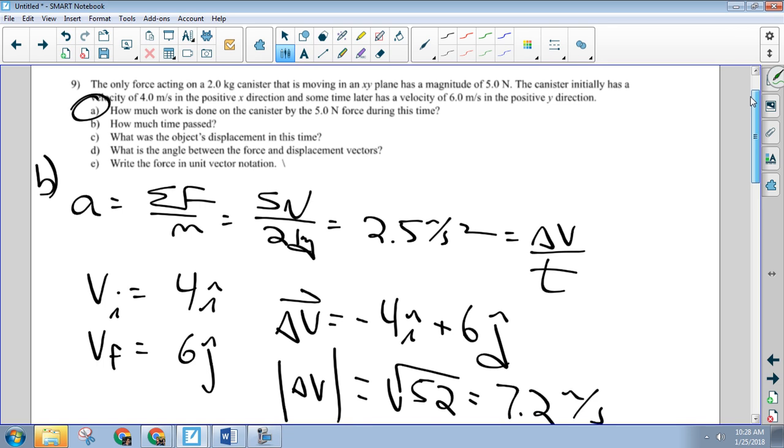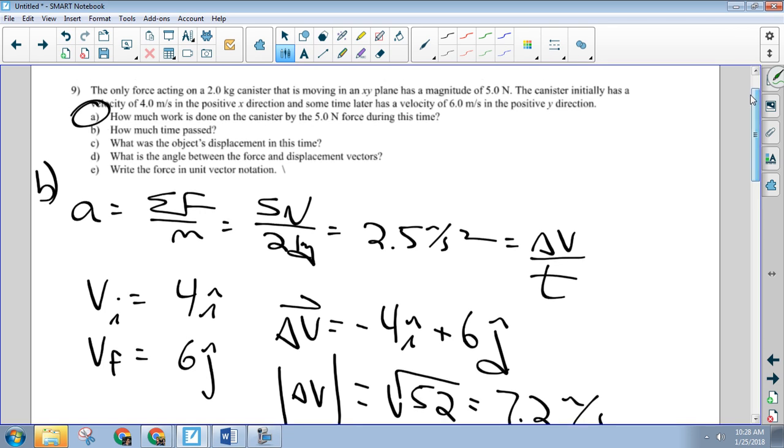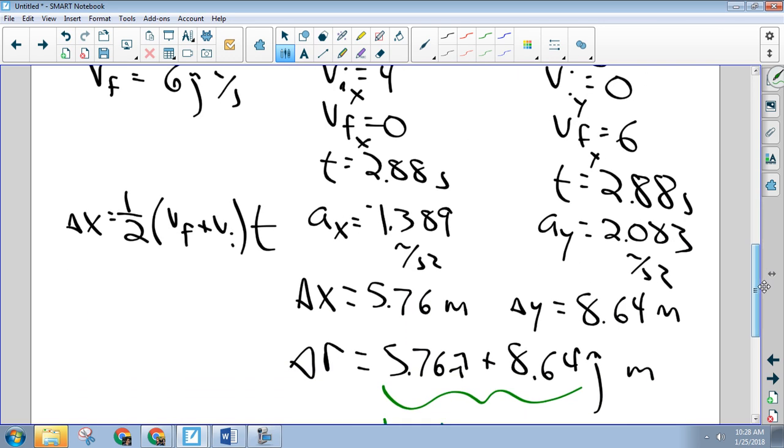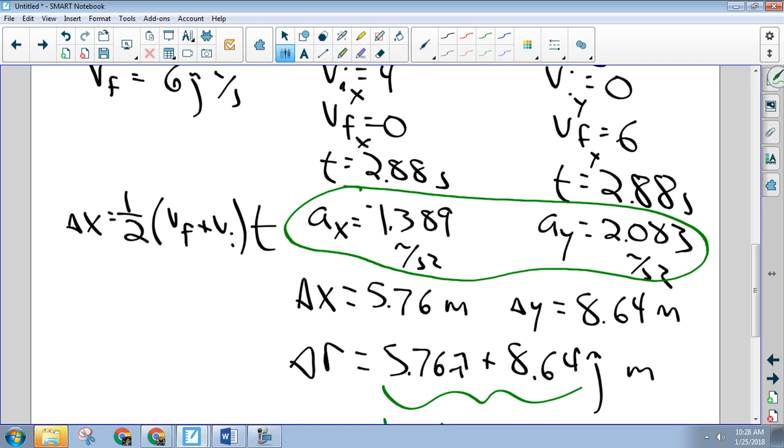All right, and last but not least, part E, all the way back up here. Write the force in unit vector notation. So basically what we need to do is split the force up into components. So remember, your force should act in the same direction as your acceleration, right? So here's the direction of our acceleration. So I ought to be able to multiply by mass, right? Yes. Net force is mass times acceleration. So multiply these by 2, and that should give you your net force.